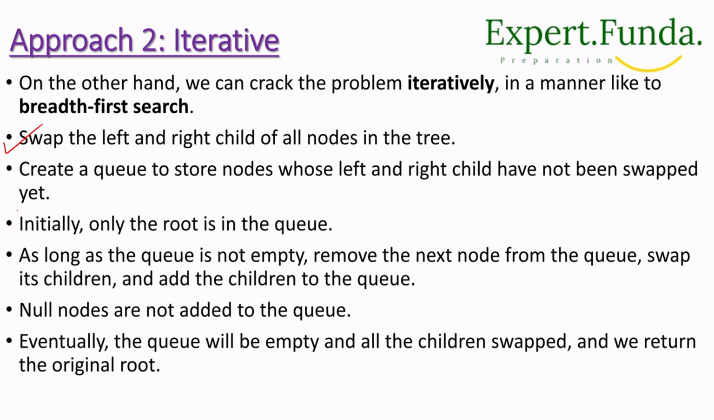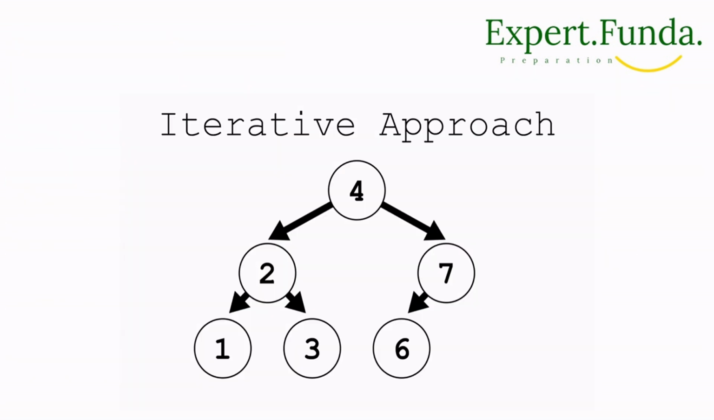Then we will create a queue to store nodes whose left and right child have not been swapped yet. Third, initially only the root is in the queue, and as long as the queue is not empty, we will remove the next node from the queue, swap its children, and add the children to the queue. We check that null nodes are not added to the queue, and then the queue will be empty and all the children will get swapped and we will return the original root, right? If you do not understand, you can see this.